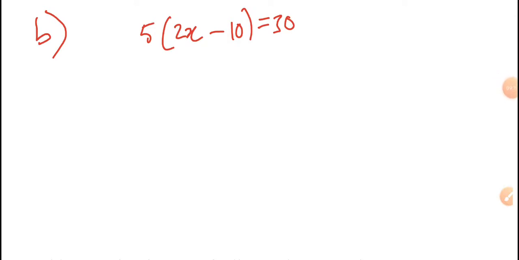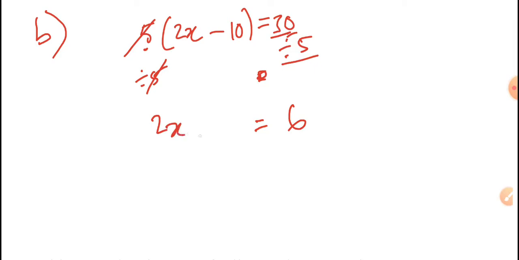Question B. 5 multiplied by what's inside the bracket, which is 2x minus 10, is equal to 30. So we want the x on its own. So this time we could easily just divide both sides by 5. So if I divide this side by 5, I do 30 divided by 5 here as well. So what's 30 divided by 5? It equals 6. And on this side, the times 5 divided by 5 cancels out. So we have 2x minus 10 is equal to 6.